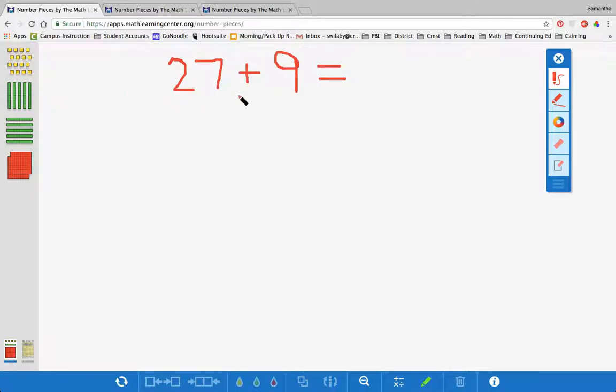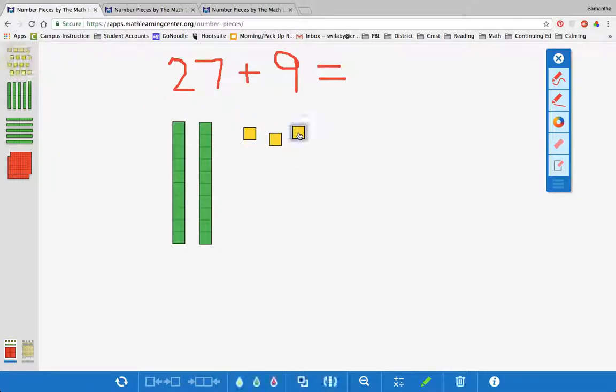So first I'm going to start with my two-digit number. So I see that there's two tens and seven ones. 2, 3, 4, 5, 6, 7. You'll notice that, again, I'm using my ones and I'm arranging them like they would be in a tens frame, so it's really easy for me to see how many that I have since we've worked on subitizing, and I can automatically recognize that I have the right amount there, and I can easily see when I have a group of 10, which is going to come in handy here in a minute.